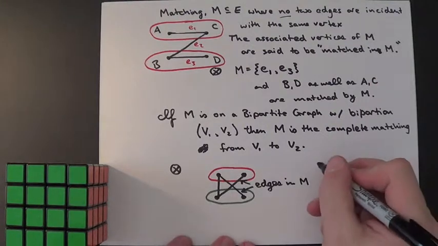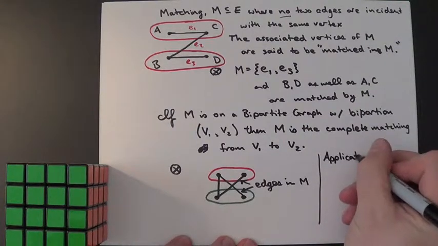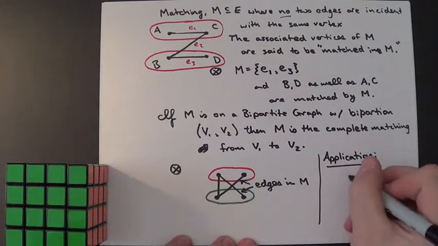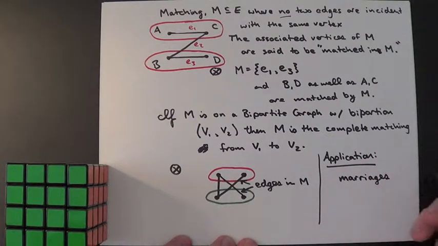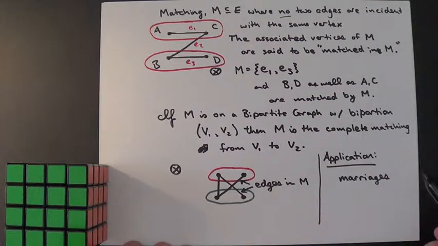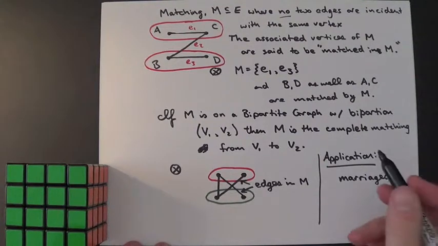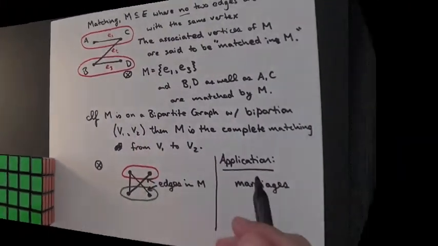A good application of matching is in marriages. Obviously not assuming polygamy. We're assuming that one person can be married to one other person, thereby separating or partitioning V1 and V2, your set of all vertices, into two different sets, spouses of other spouses.